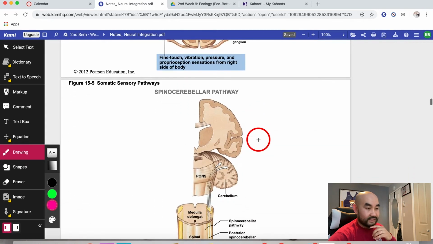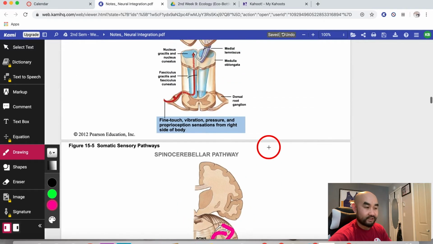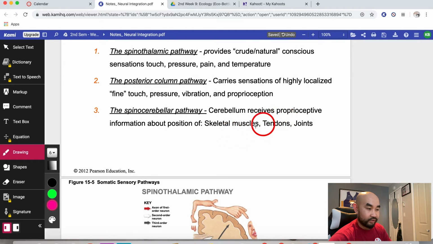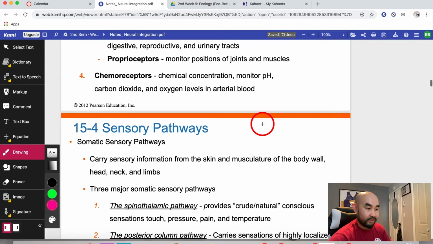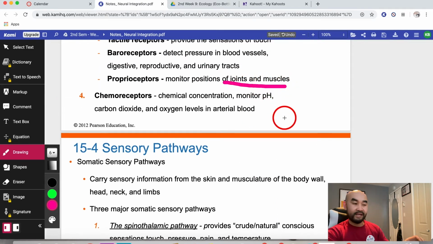And then the last pathway would be the spinocerebellar pathway, which is the spine, and then they send information to the cerebellum. Remember, the cerebellum has to do with balance, right? Balancing, equilibrium, and it allows you to receive proprioceptive information, or receptors that have to do with your joints and muscles, which allow us to balance ourselves.